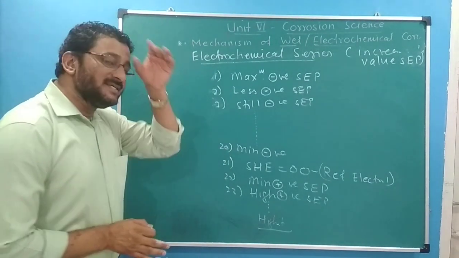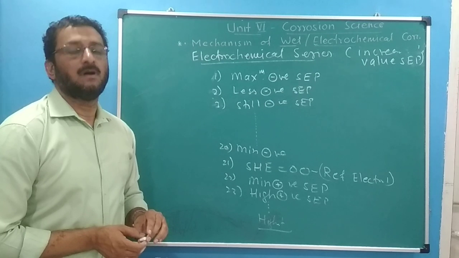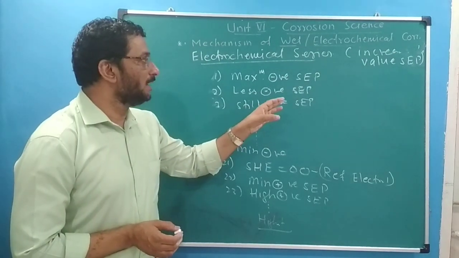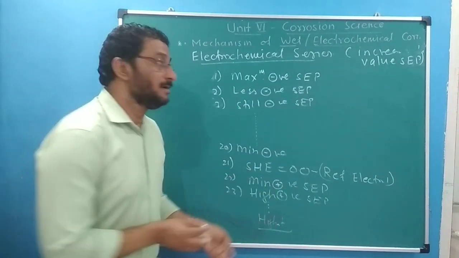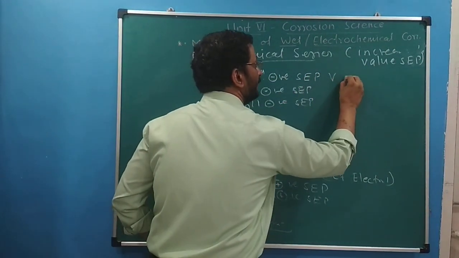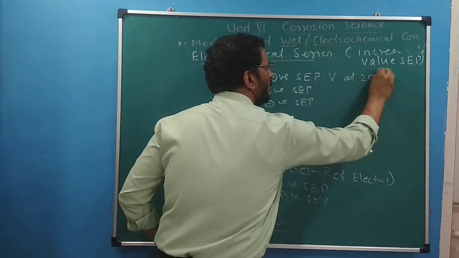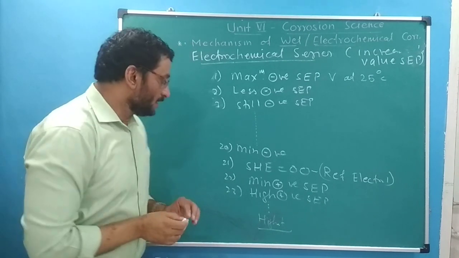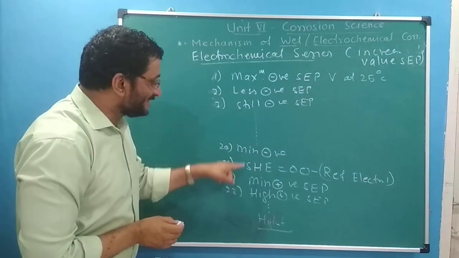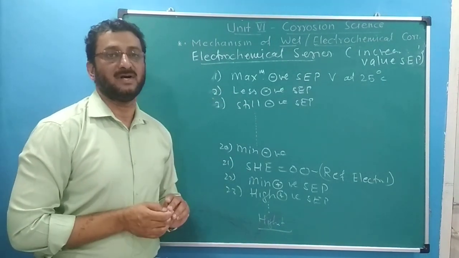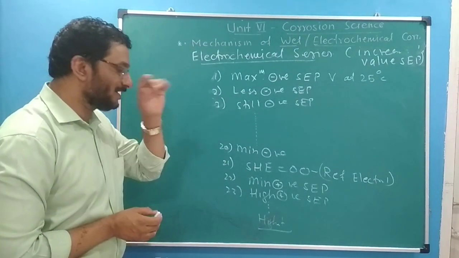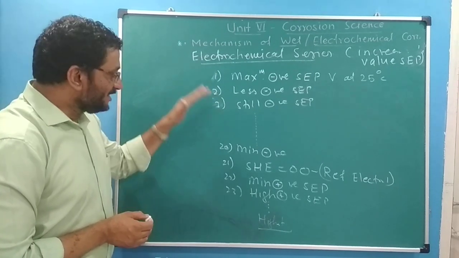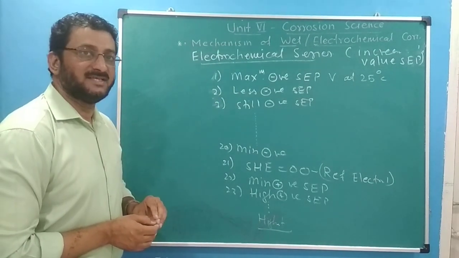We may require this series to answer a few questions or to collect some information. You may not be required to recall or memorize the values, the exact value in volts at 25 degrees centigrade. That value may not be required, but the sequence of at least 20 to 25 elements, a few above SHE, a few below SHE, should be known to us. So this is rough information, but correct information. Elements and metals are arranged in this manner in the electrochemical series.